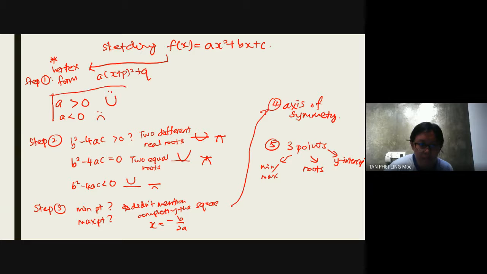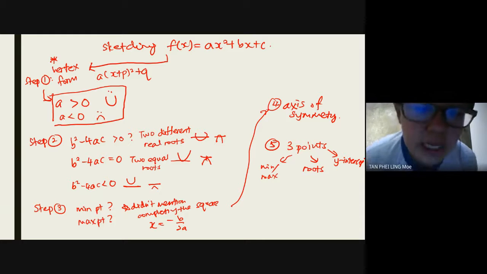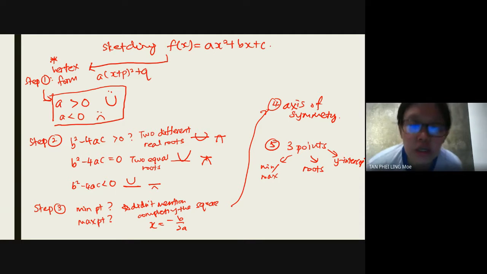Mainly start with this one first. Step 1. Okay. Then step 2, do b square minus 4ac. Then step 3, fill in the minimum or maximum point. If the question didn't say must use completing the square method, then please use the shortcut one, which is x equals to minus b over 2a.